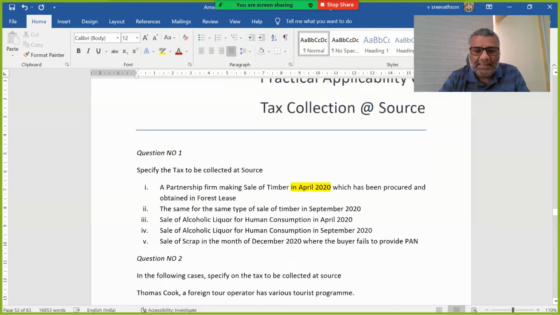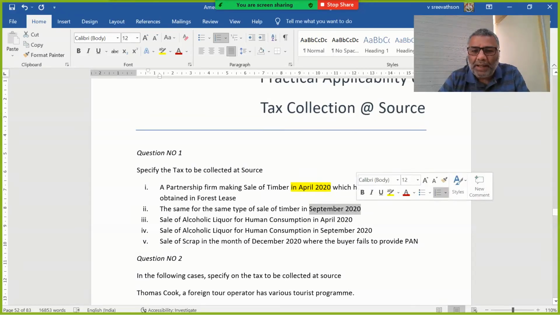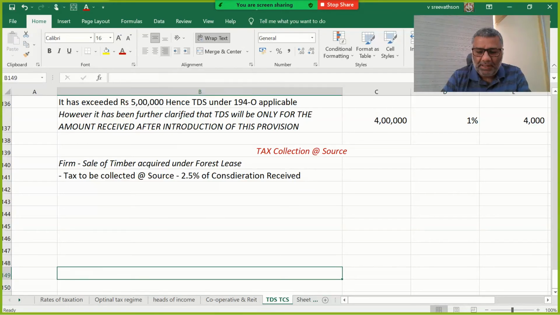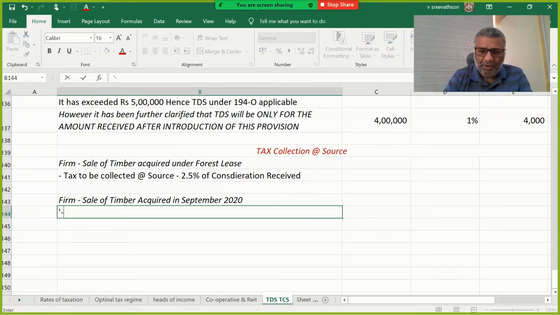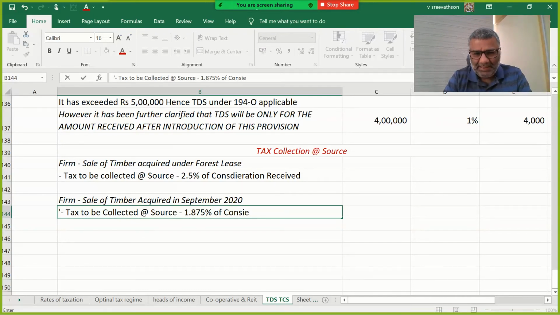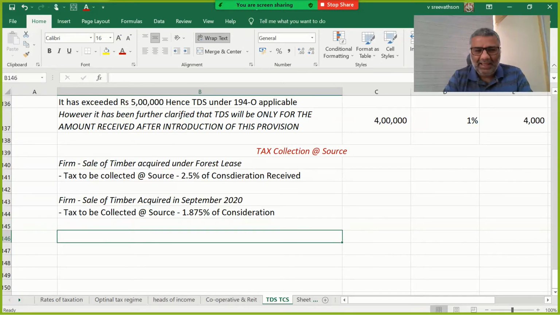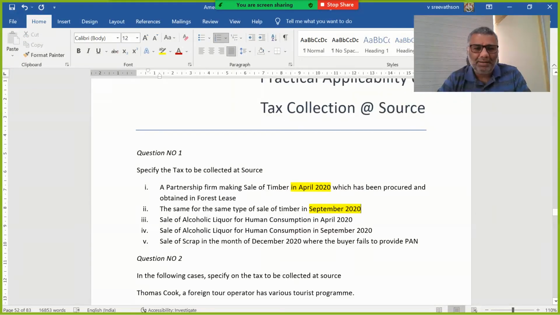The same timber sold in September 2020. If it is a sale of timber acquired in September 2020, tax to be collected at source is 1.875% of consideration. I just typed this for the COVID year only, nothing else. It is not the amendment based question. This is the COVID year rate.